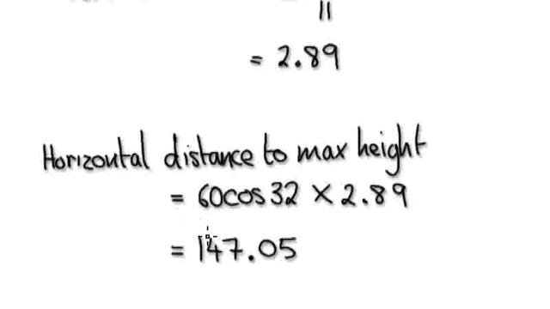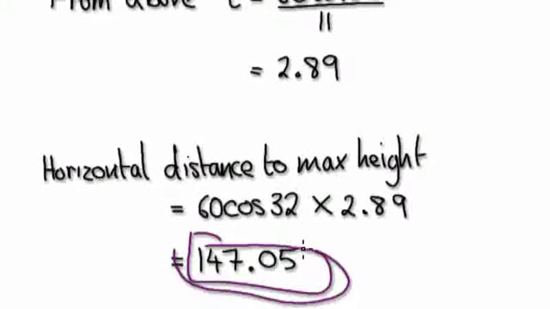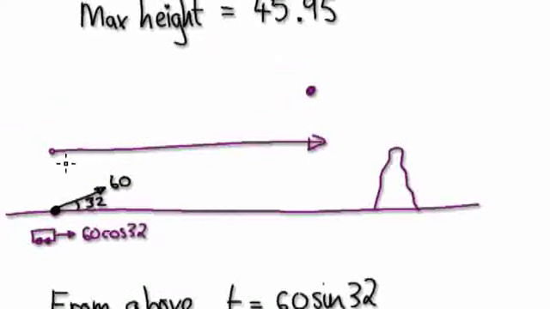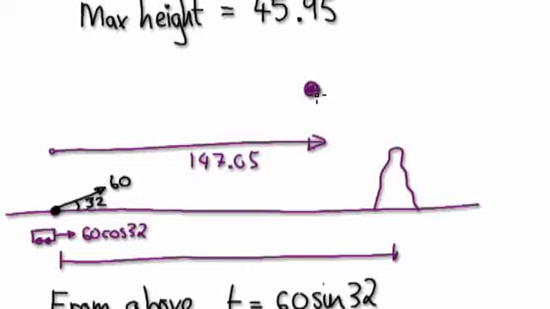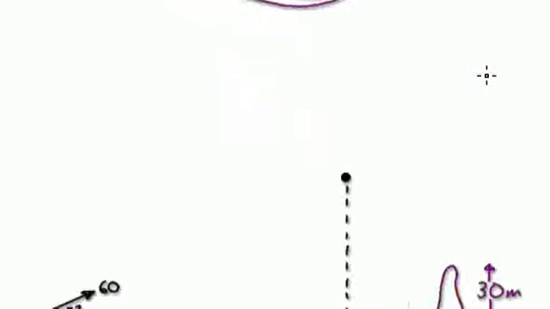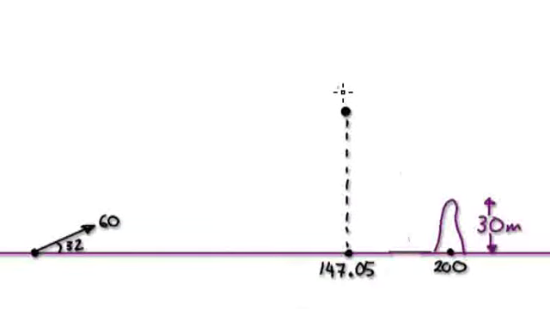But then we just worked out the actual horizontal distance to get to the maximum height, which is 147.05. So this distance is 147.05. You see, the mountain is 200 meters away. So we know our maximum height is before the mountain and not after the mountain. Okay, so so far this is the maximum height here. Well, you see, the horizontal distance at the maximum height is 147.05.